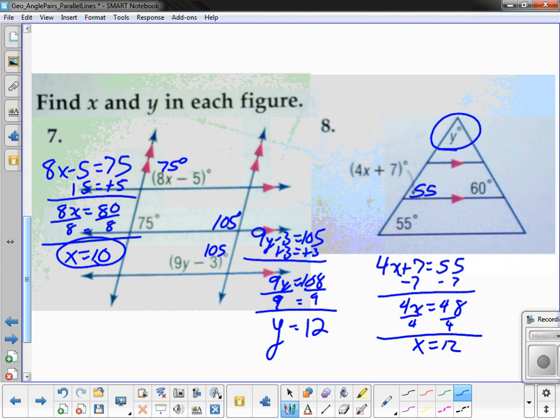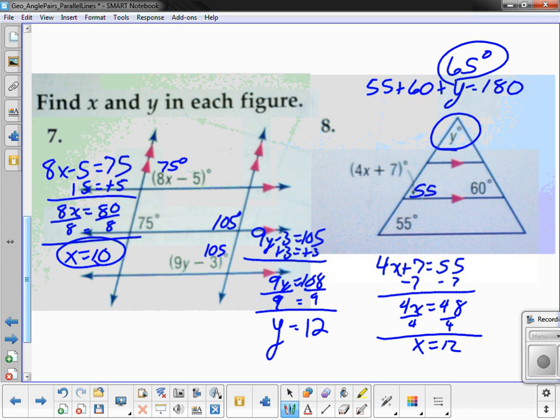Angle y is that whole top part of the triangle. Now we haven't actually talked about triangles yet, but you already know a feature about triangles, and that is the 3 angles of a triangle add up to be 180. You're going to have to be proving that later on, so just so you know. So I've got 55 plus 60 plus y having to equal 180. And I got to figure out what the y is. Well, 55 plus 60 is 115. So y would have to be 65 to get all the way up to 180.